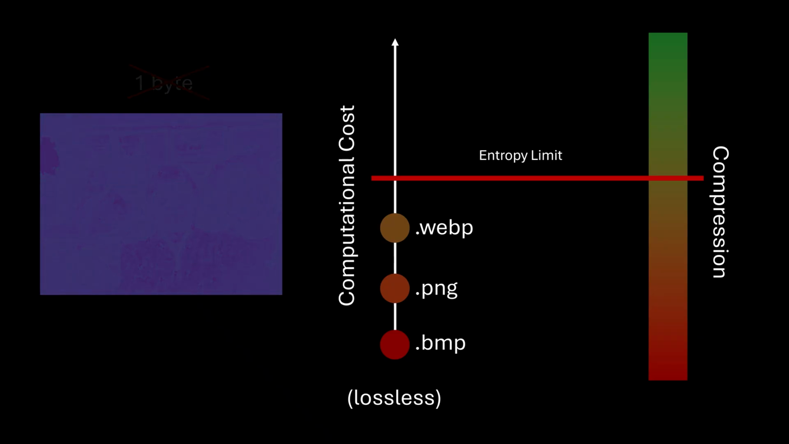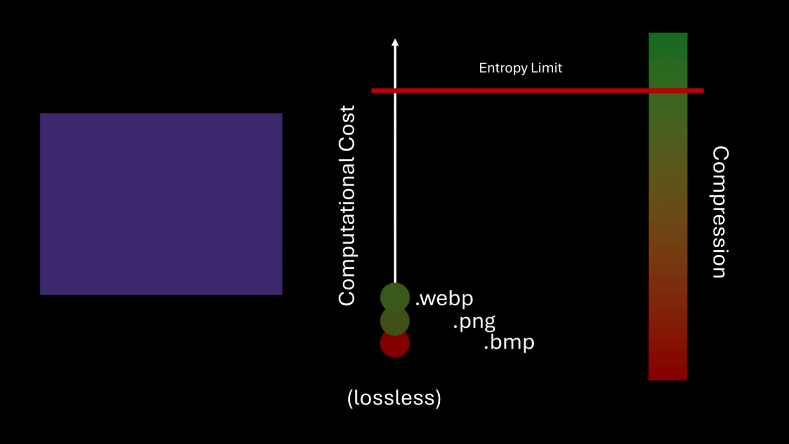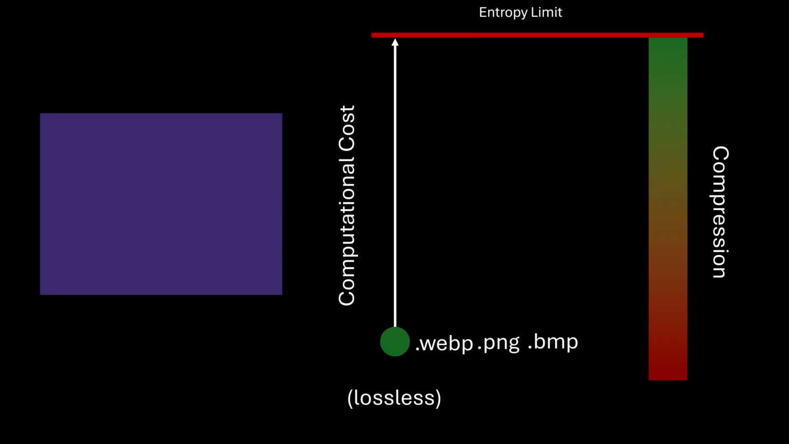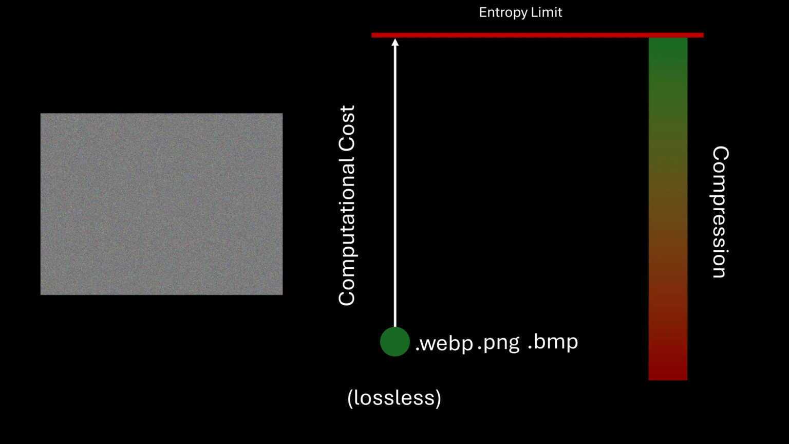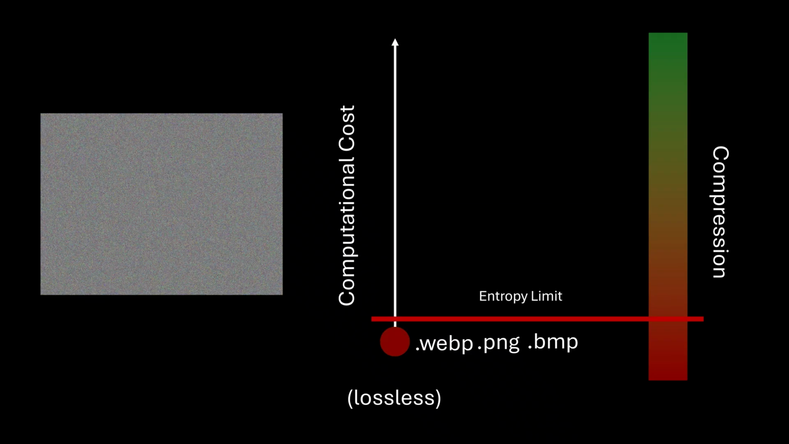So for minimal entropy, a picture of 1 solid color, the limit allows for maximal compression. But for this, there is no need for any computational cost trade-off because the image is so simple. And for maximal entropy, a picture of random noise, the limit confines us to not have any computational trade-off because there are no patterns to be found.